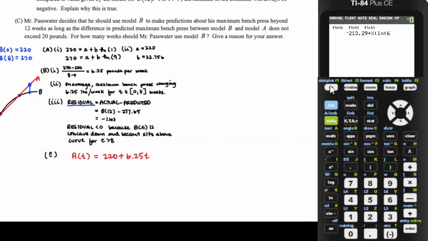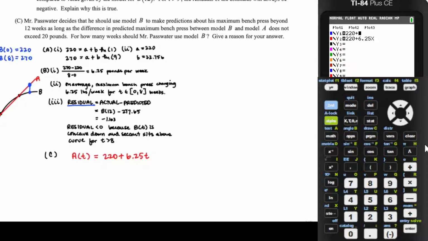I'm not sure. What I'm going to do is put a of t in y1. Maybe I'll put it in y2 because that's red. 220 plus 6.25 t. I thought maybe if I hit the X button that would work, but I don't know what button on my keyboard corresponds to that one. B of t, I've got that. That's 220 plus, okay, what was the actual value though?